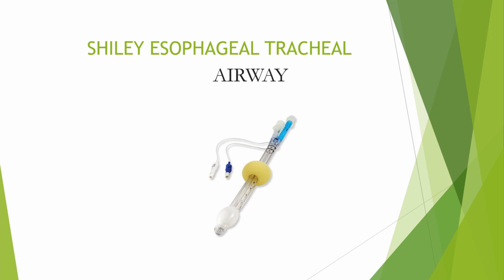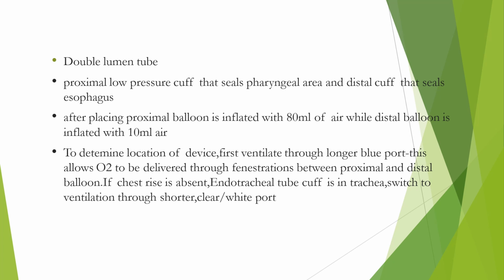This is the Combitube esophageal tracheal airway. As we see, it is a double lumen tube, with a proximal low pressure cuff that seals the pharyngeal area and a distal cuff that seals the esophagus. After placing, the proximal balloon is inflated with 80 ml of air while the distal balloon is inflated with 10 ml of air. To determine the location of the device, first ventilate through the longer blue port.